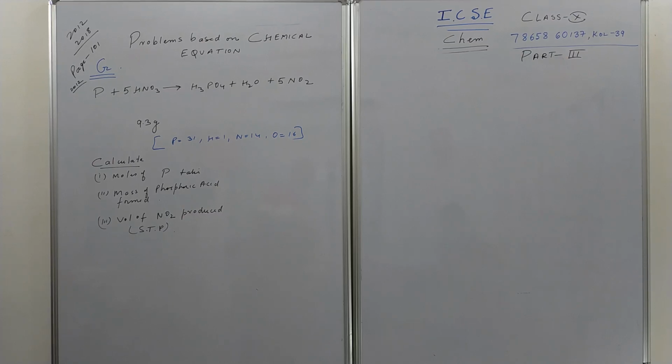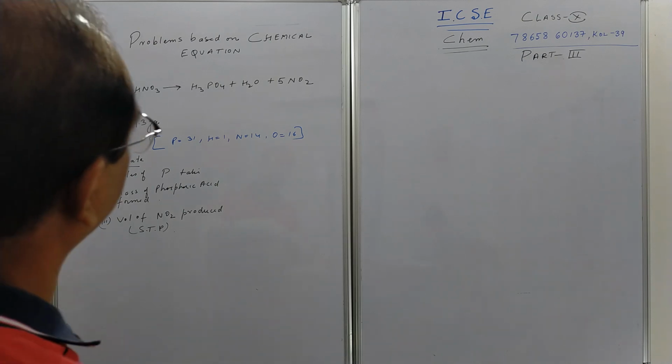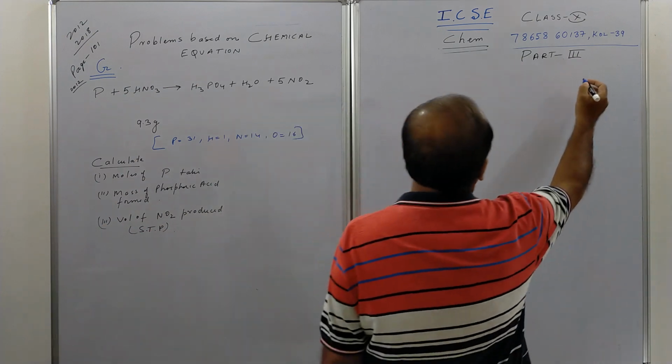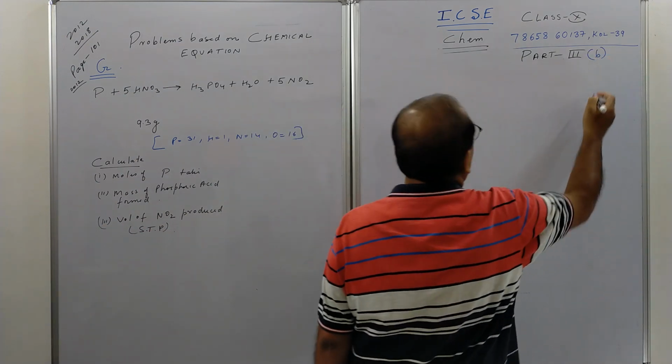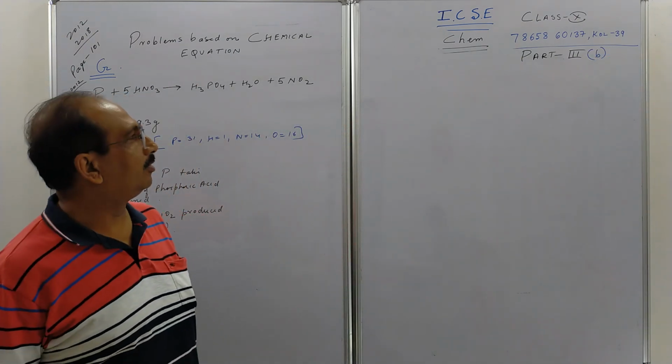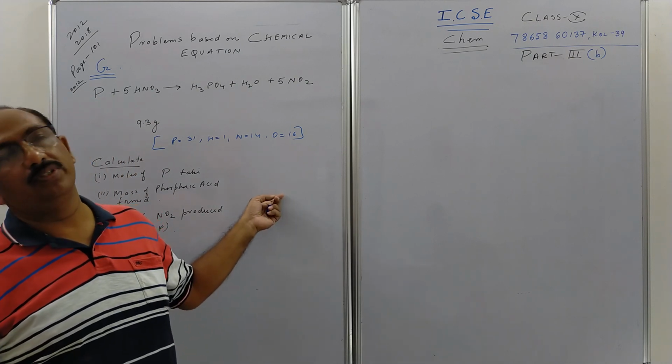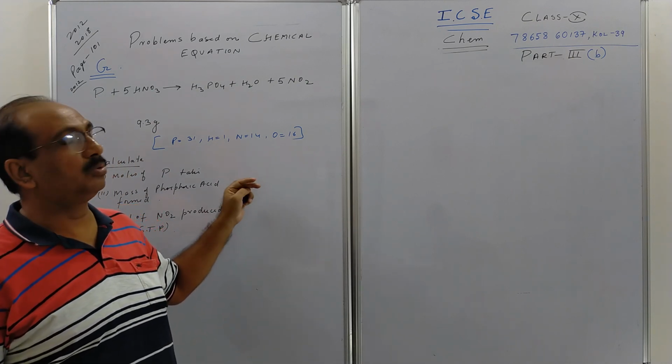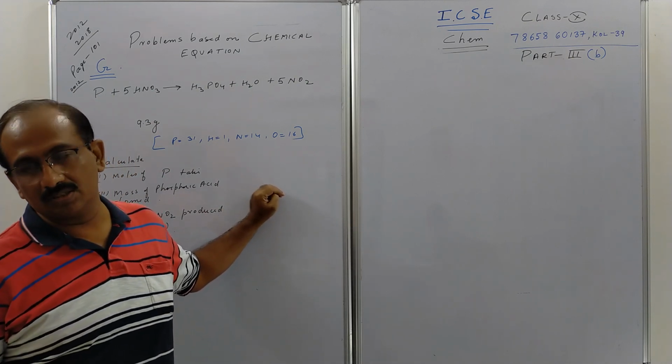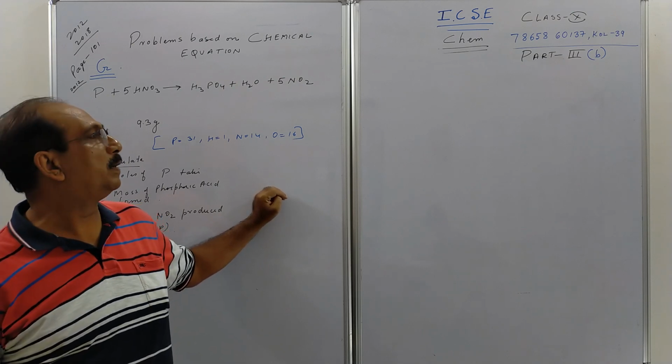So hello children, we move on to part 2 of our video lesson on problems based on chemical equations. In the first part we have seen what is the weight-weight and weight-volume relationship. In this video we will do 2 more sums to work more on this concept, and let us see.